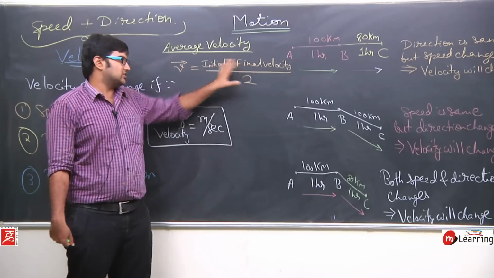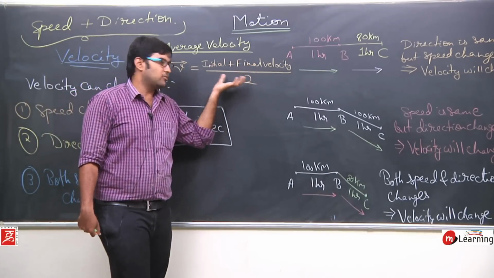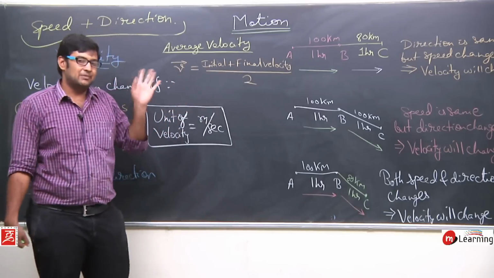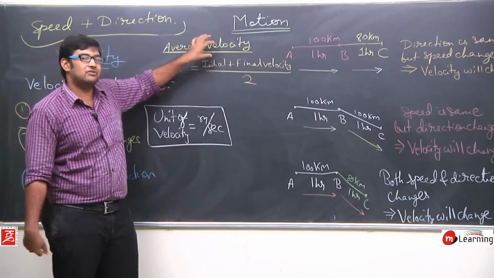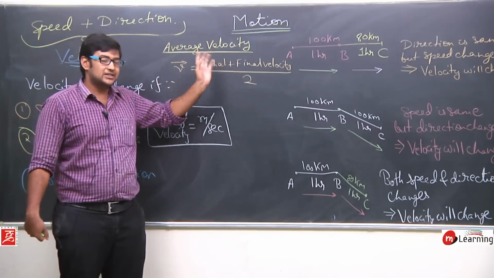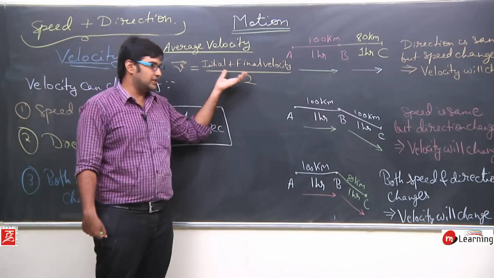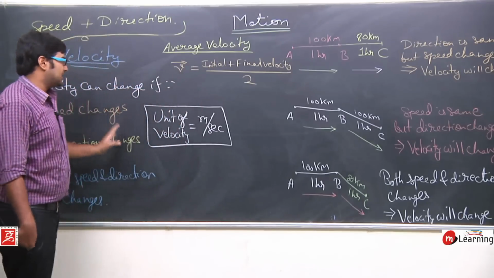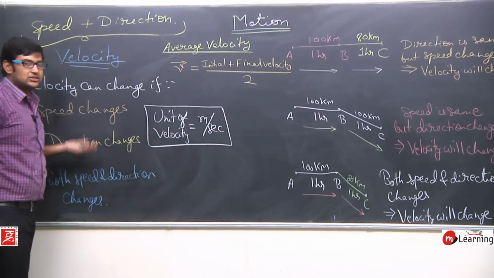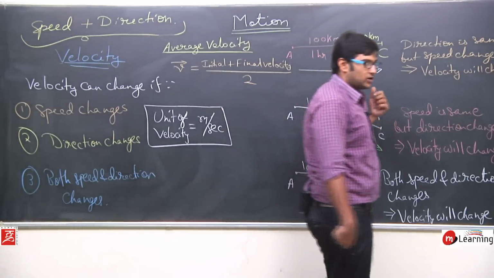We will not discuss this concept in detail, you just need to remember this formula for application in the exam. Otherwise it is not very important. Just remember that average velocity is initial plus final velocity upon 2, that's it. Okay, this is the only thing you need to know. The most important thing is the concept of changes in the velocity, how the velocity is changed. Okay, so this concept is most important.